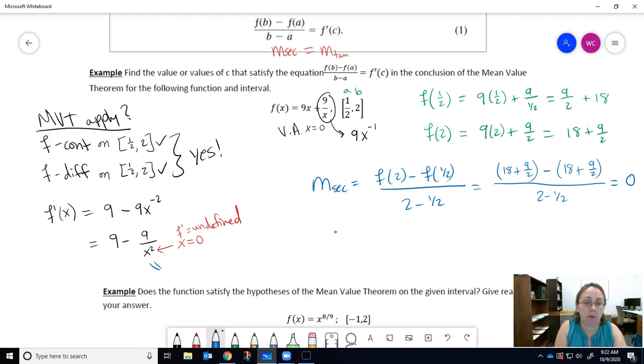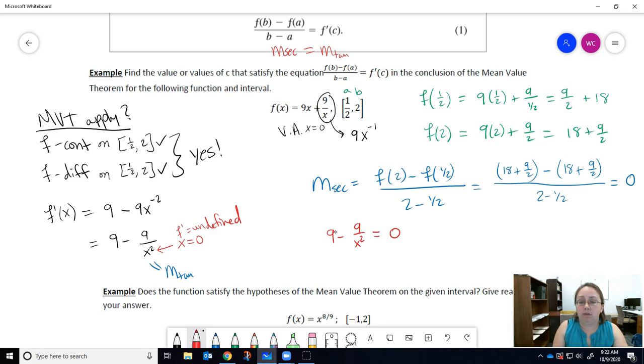We have the slope of the tangent. According to the mean value theorem, if we set these equal to each other, we should be able to find a point that satisfies the equation. So we're going to take the slope of our tangent line, set it equal to the slope of the secant, and solve. If we find an x, then we found the point that the mean value theorem guaranteed us to find.